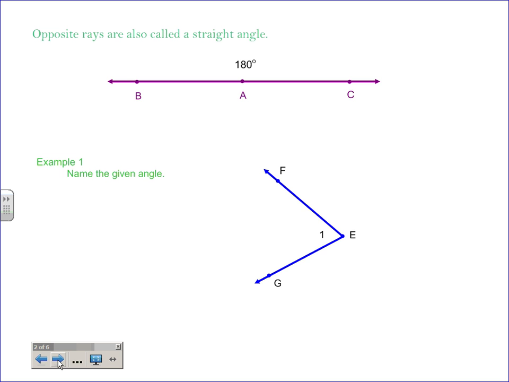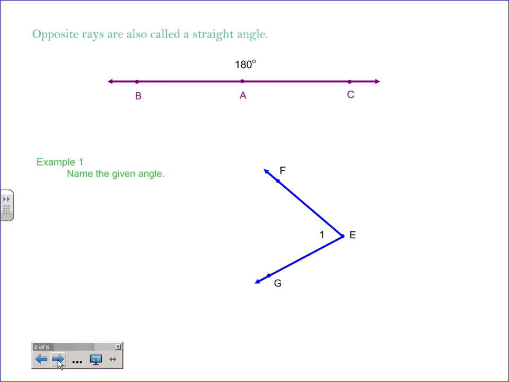Opposite rays, basically AC and AB are what are called opposite rays in this particular case. They are also called a straight angle. Okay. That will prove to be more important than you would think. They're called opposite rays because they are going in exactly opposite directions.